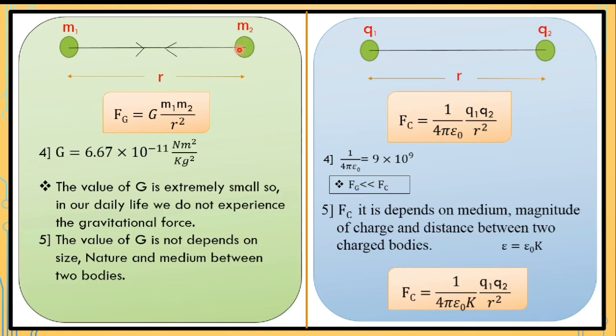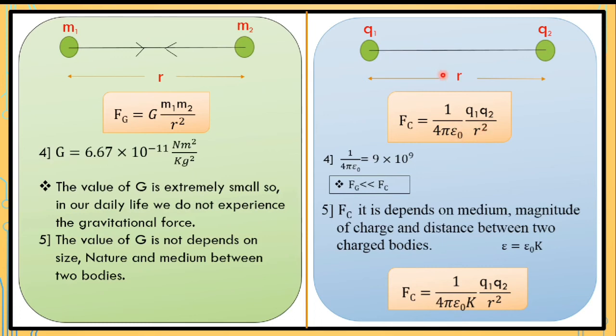So that is independent of nature, size and medium between them. But Coulomb force depends on medium. If these two charges are put in vacuum or free space, the formula is 1 upon 4 pi epsilon 0, where epsilon 0 is the permittivity of free space, times q1 q2 upon r square.